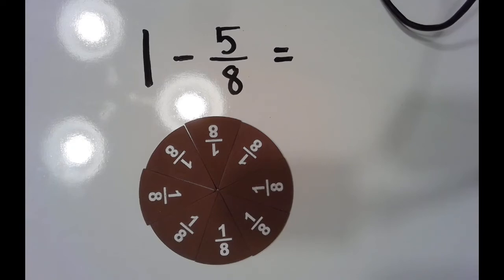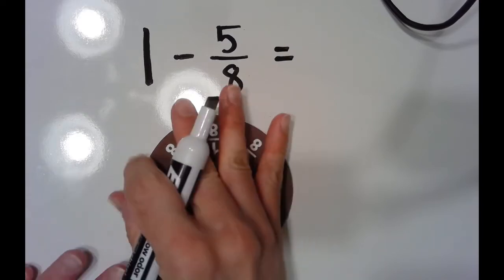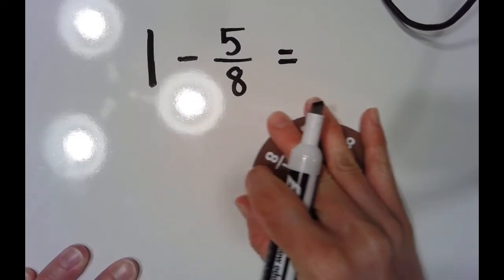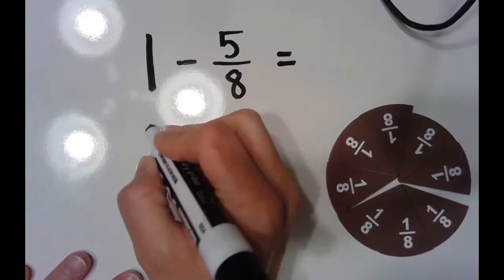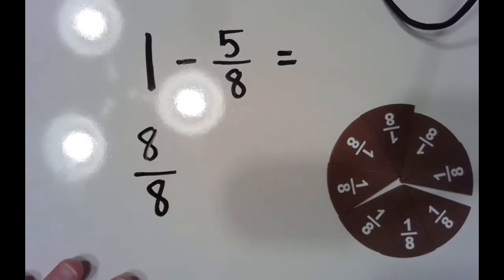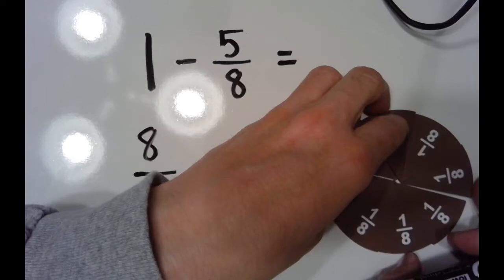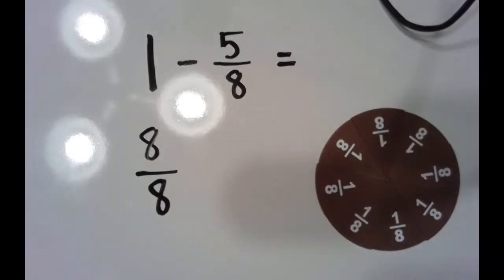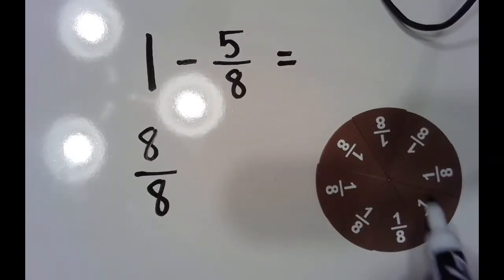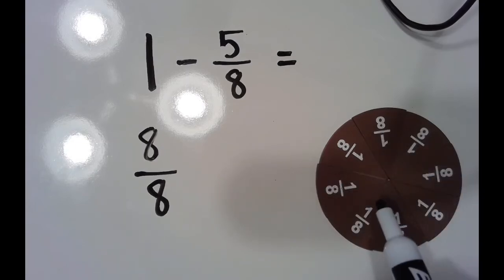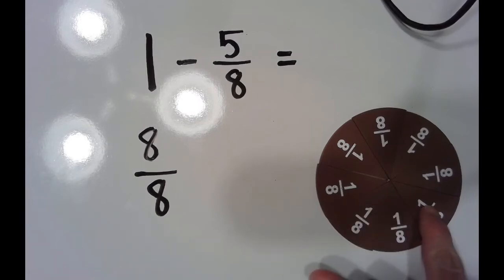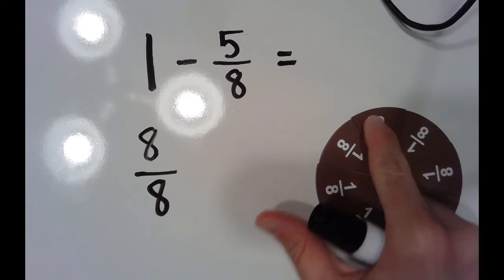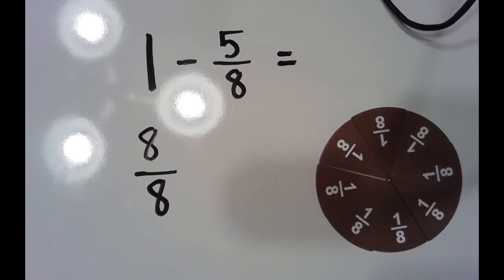And if you said that 8/8 would be equivalent to one whole, you are correct. Because this pizza is broken into 8 equal pieces, and all 8 pieces are still there. So 8/8 makes up this whole. 1, 2, 3, 4, 5, 6, 7, 8. There are 8/8 that make up the whole.